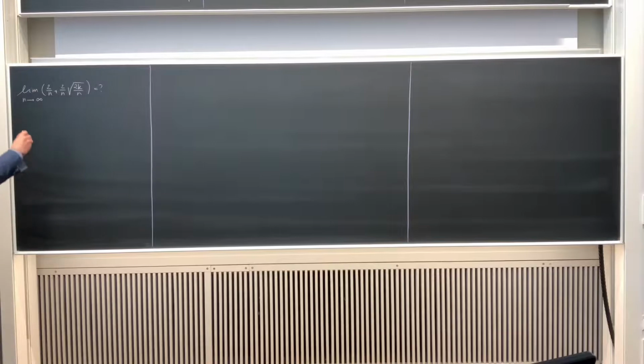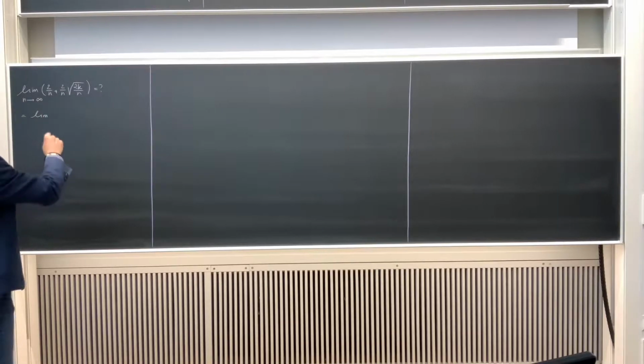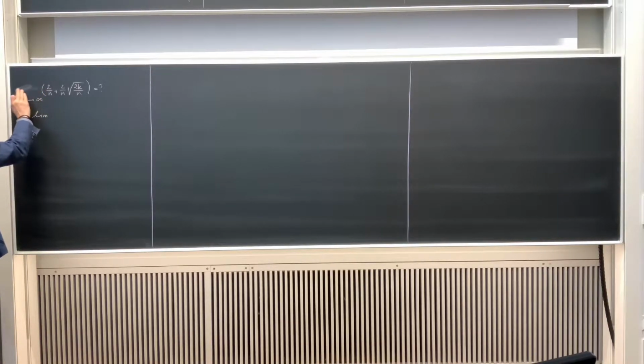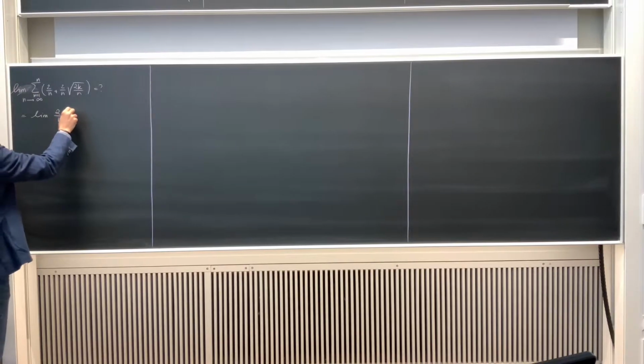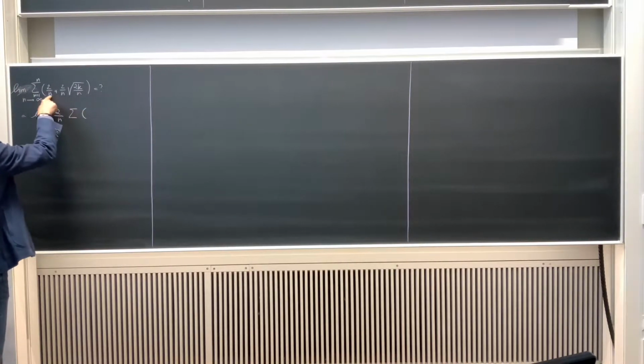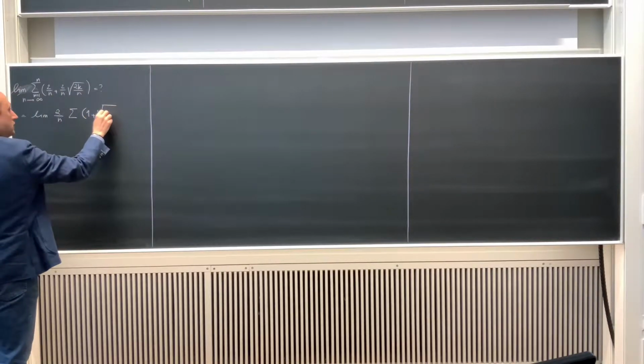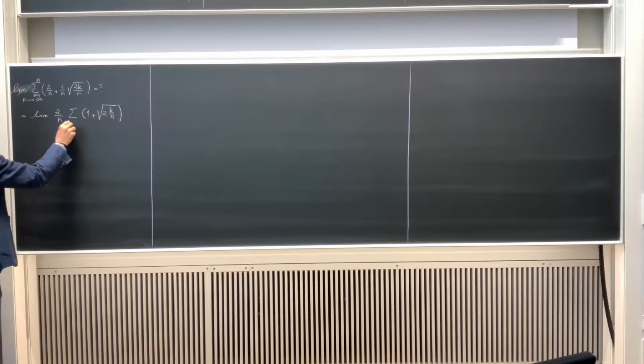Yes, so first of all, I will take 2 over n out, as you said. Oh, I missed a sigma. So there is a sigma involved here, sorry. k goes from 1 to n. So what I do, I take 2 over n out, so this becomes sigma, 1 plus square root of 2 times k over n, and k goes from 1 to n.